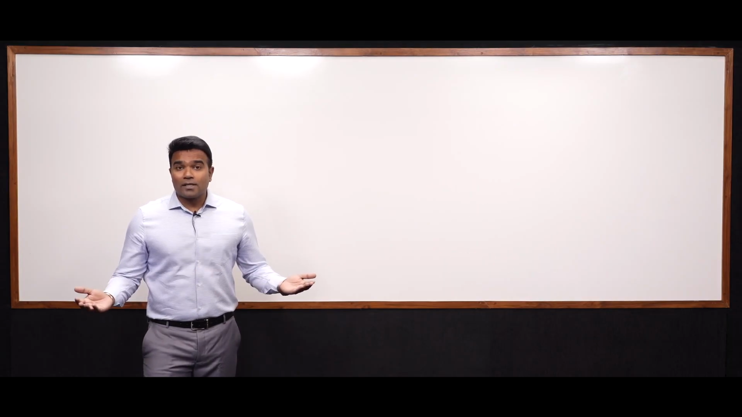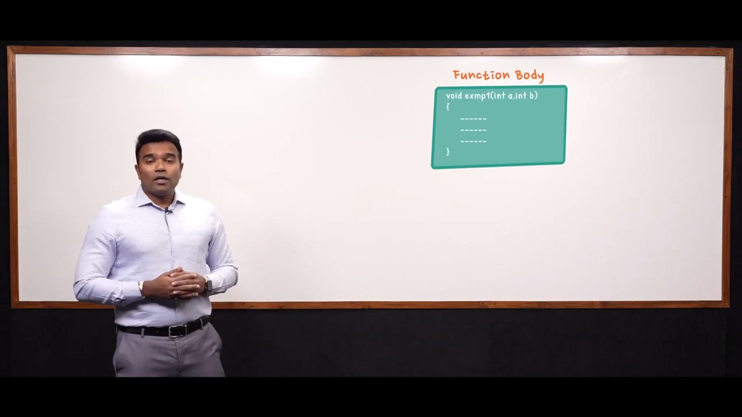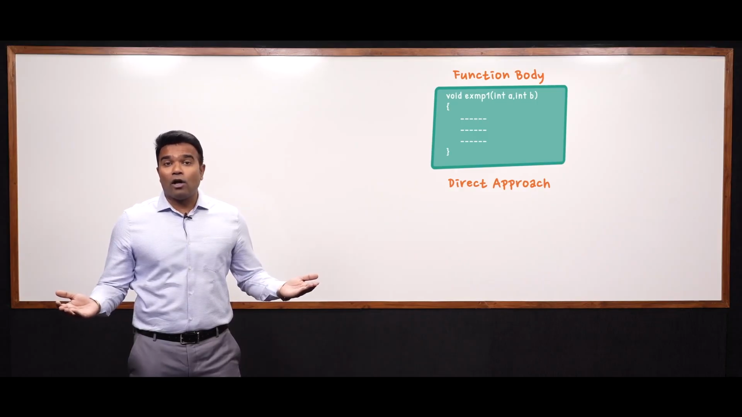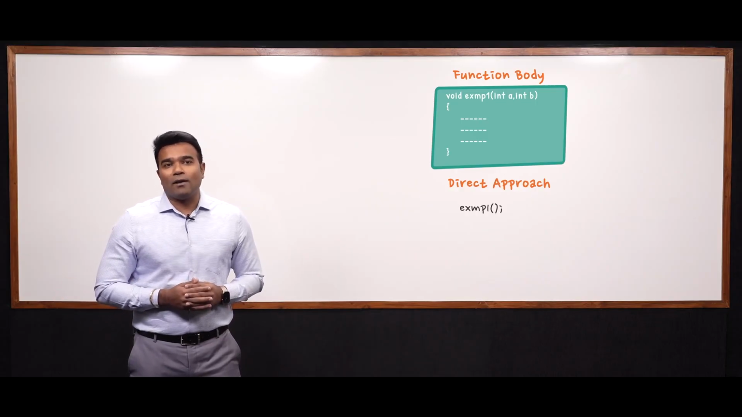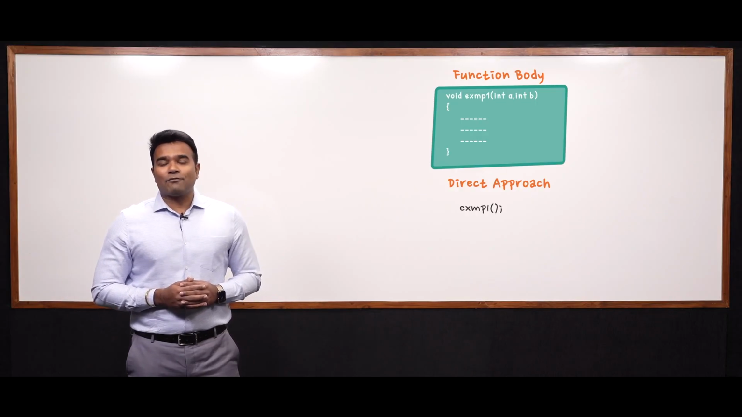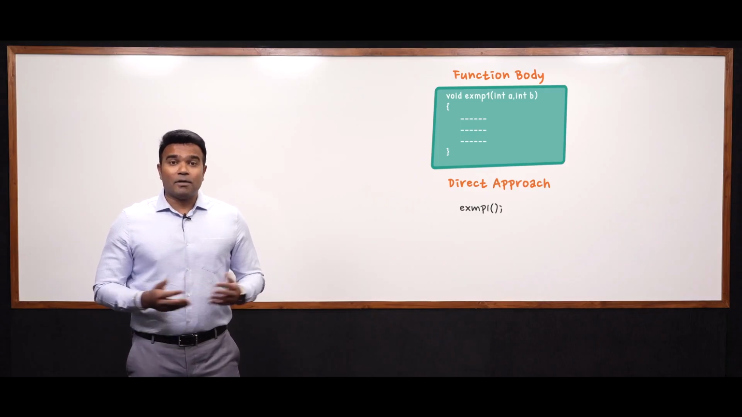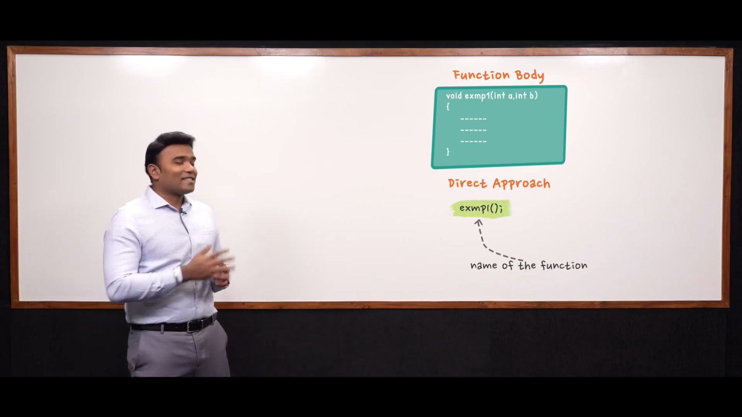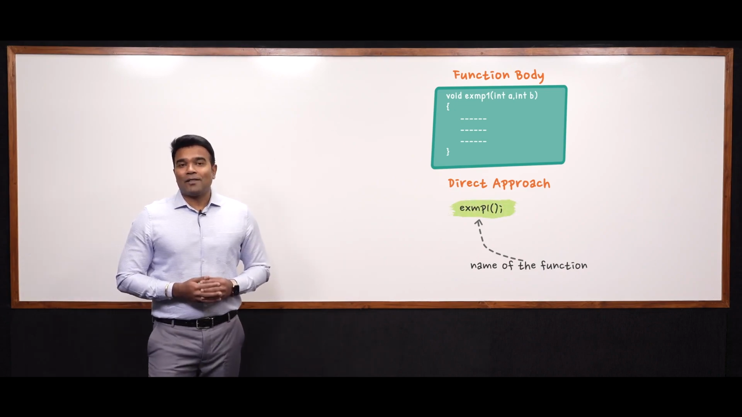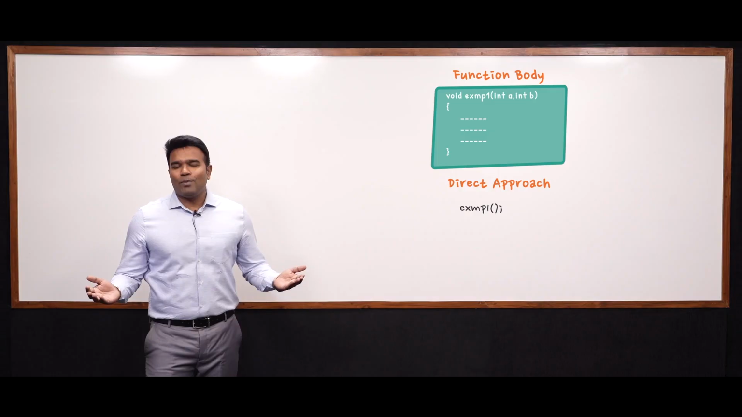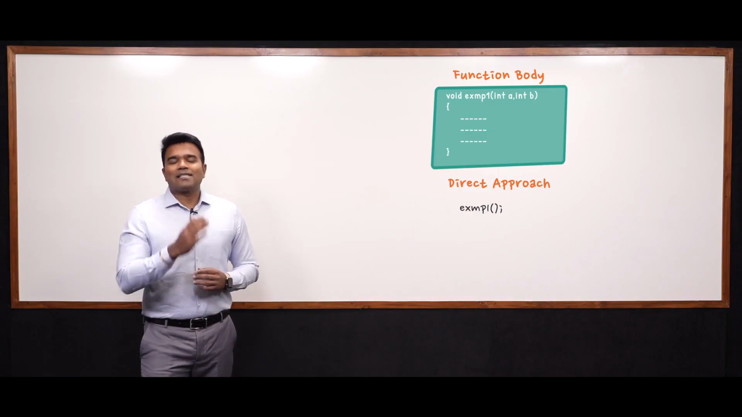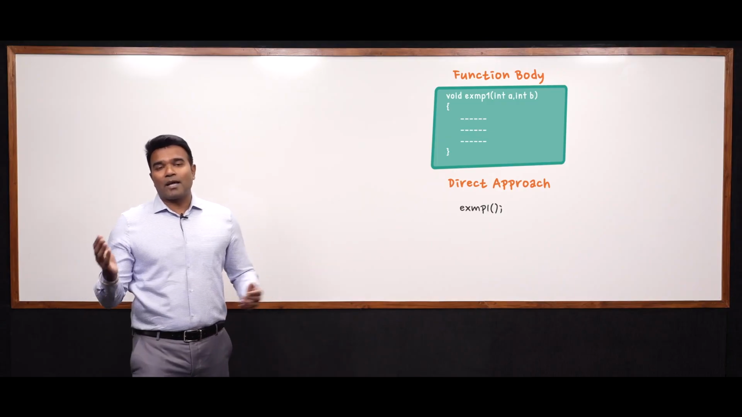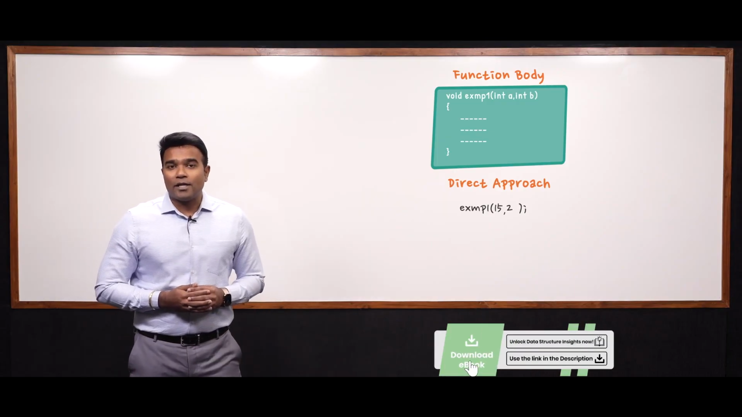Now, what is this direct approach with respect to functions? Well, it is pretty simple. If you really have to call that function exmp1, then all that you have to do is just mention the name of the function. What it means is this. But you know very well that if you just mention the name, it may not be possible to access that function, and hence you will also have to pass parameters, and I have passed the parameters 15 and 20.